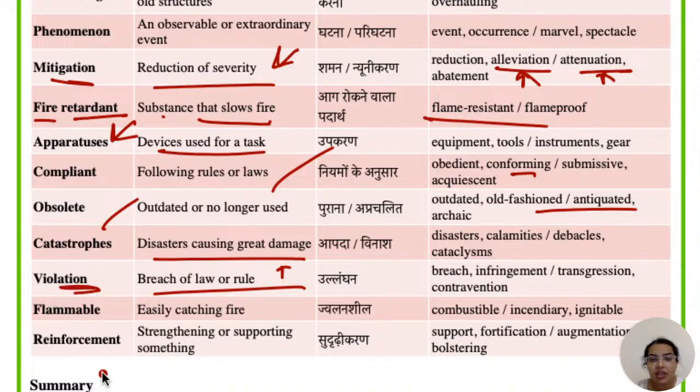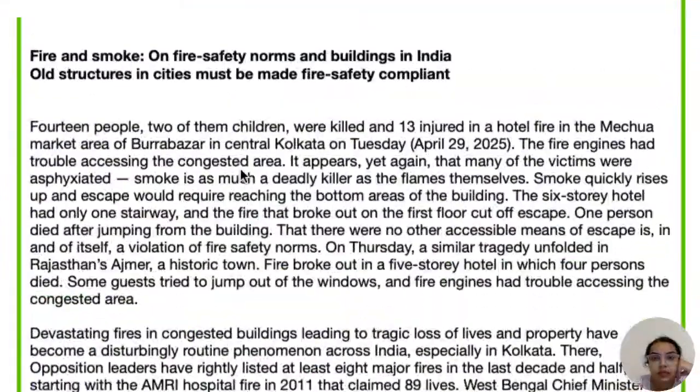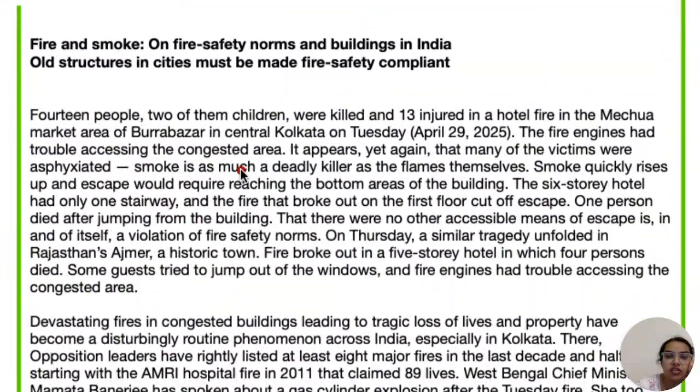Violation is breach of any rule. Flammable, easily catching fire, opposite of fire retardant. So flammable things are combustible, ignitable, they catch fire with the slightest spark. Reinforcement is strengthening or supporting something to improve its condition. Any kind of fortification, support we call reinforcement. Okay, let me ask some questions now.